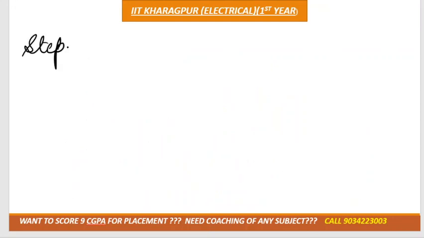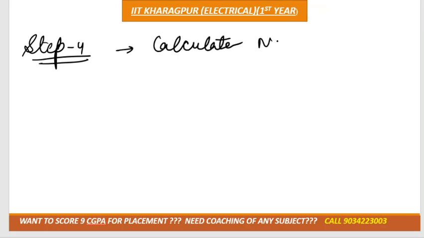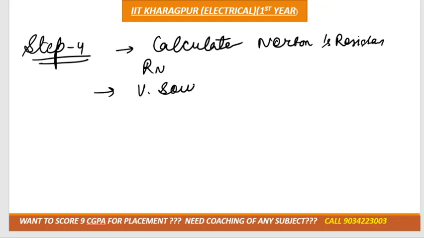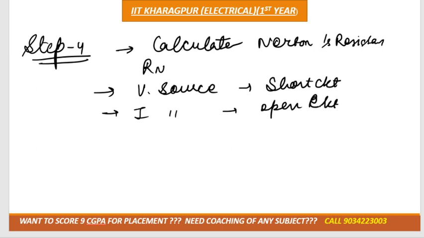Next step, what was step number 4 in Thevenin? This time we need to calculate Norton's resistance. Norton's resistance is denoted by RN. So we need to follow the same procedure: the voltage source must be short circuit, the current source must be open circuit, and RL must be open circuit. Okay, clear?